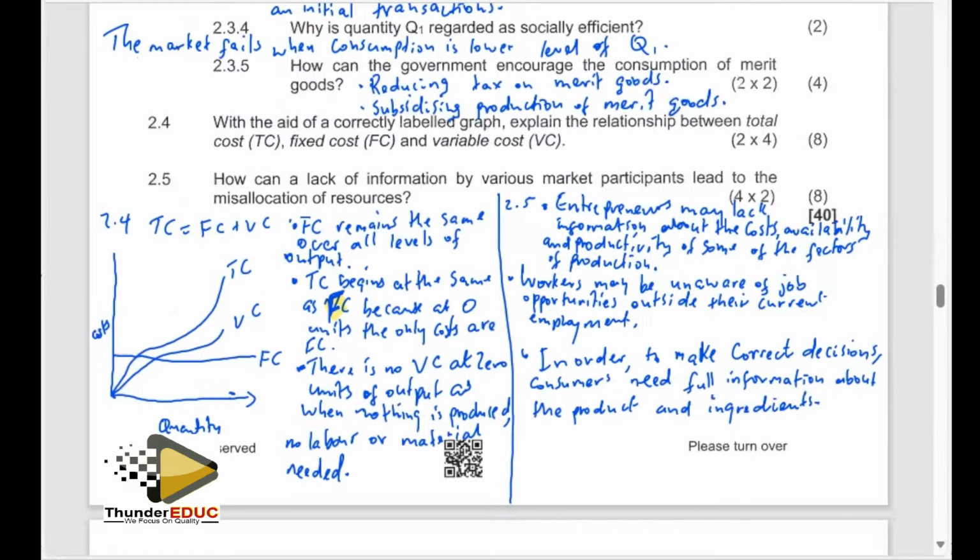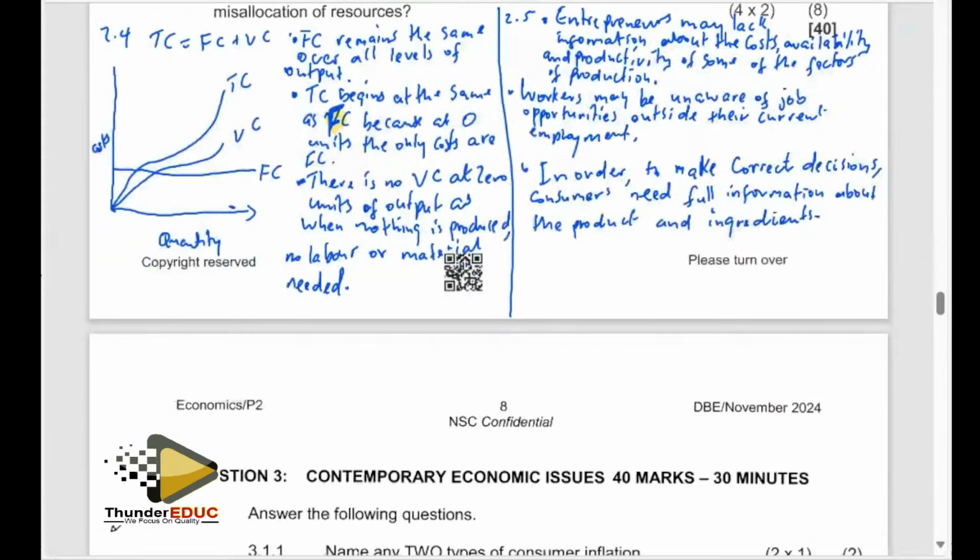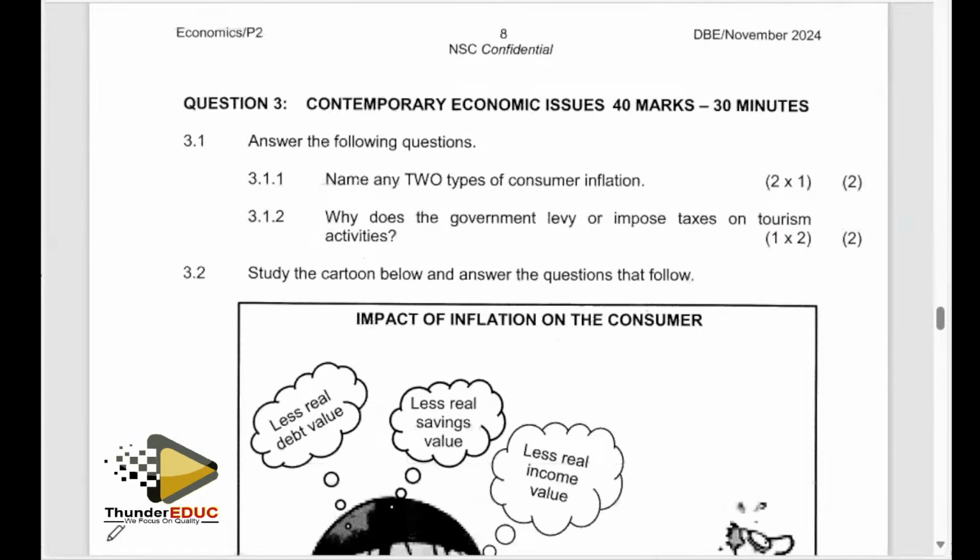Okay, right, grade 12. Then let's move on to the next question. We have question 3. So now moving on, we have question 3. So now in particular 3.1.1. So now name any two types of consumer inflation. So we have headline inflation, we have core inflation, we have CPI, which is consumer price index, and also have administered price inflation. Okay, right?